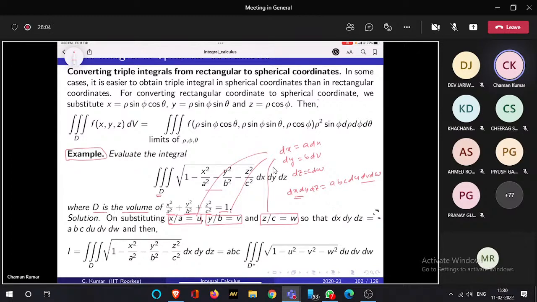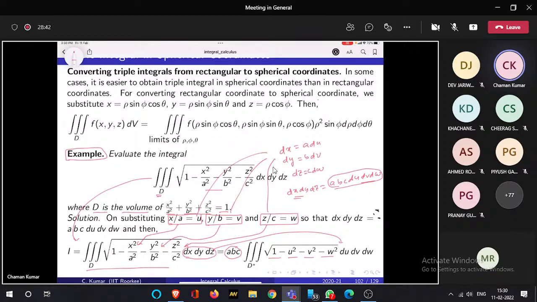So this triple integral is basically equal to, we substitute this value. So x by a is u, you put it here. y by b is v, you put it here, and z by c is w. So you get the triple integral of 1 minus u square minus v square minus w square, and dx dy dz is basically what we have just calculated, abc into du dv dw, and abc can be taken out of the integral because these are constants.